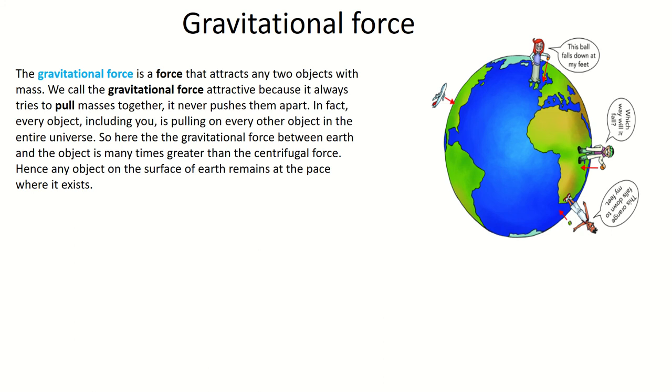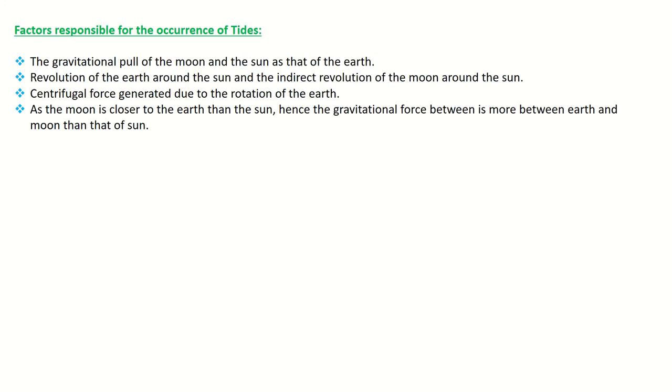Now, we will see the factors responsible for the occurrence of tides. So, first is the gravitational pull of the moon and the sun as well as that of the Earth. So, the first example is the gravitational force between the moon and the Earth, and the sun and the Earth.